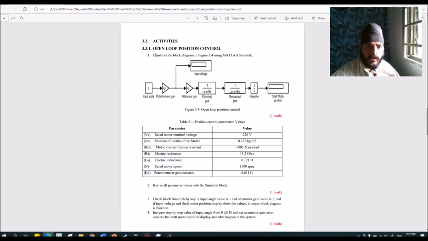My name is Ishwajit Singh, matrix card number CE200095, and today I'll be explaining about the lab activity of Power Lab 1, which is open loop position control. Based on this instruction, I will be demonstrating how to do it on MATLAB. First, we need to construct the block diagram in figure 3.4 using MATLAB Simulink.